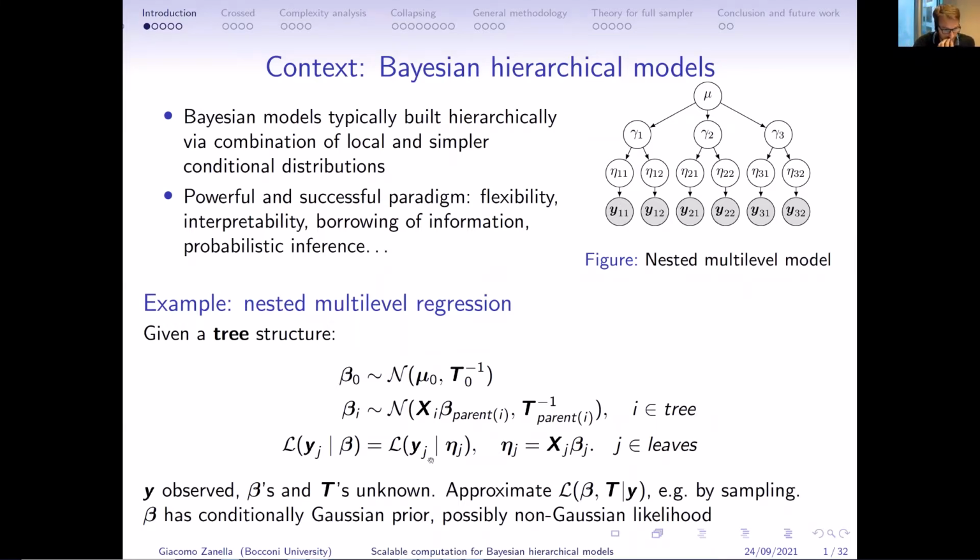What we care about here is performing Bayesian inference. So we want to approximate the joint posterior of beta and t in the notation here. Beta are the high-dimensional regression parameters, and t are the unknown hyperparameters, such as precision matrices. Most of what I'm going to discuss will focus on sampling methods. So we would like to sample from the posterior distribution here. And the main computational challenge will be given by the high dimensionality of the regression parameters.